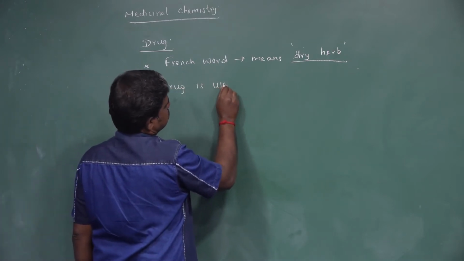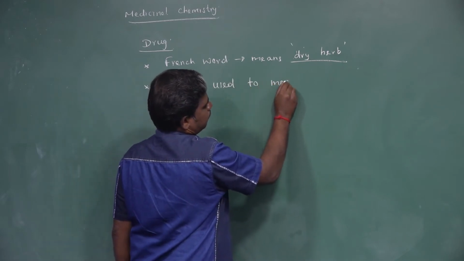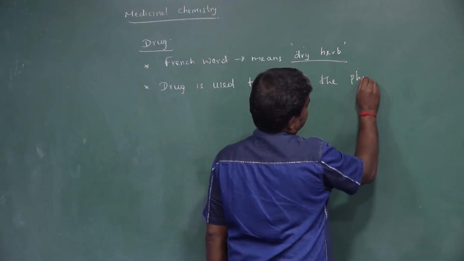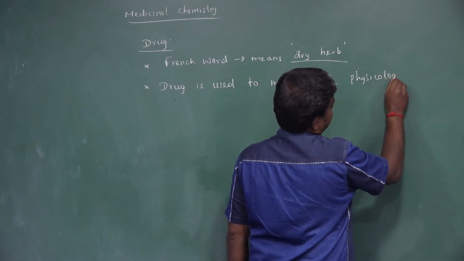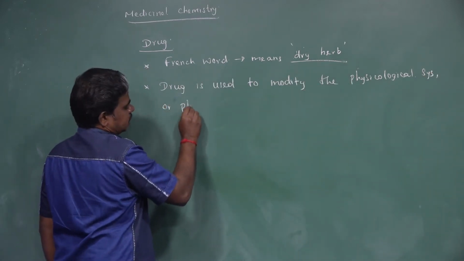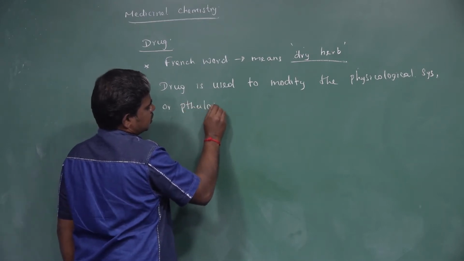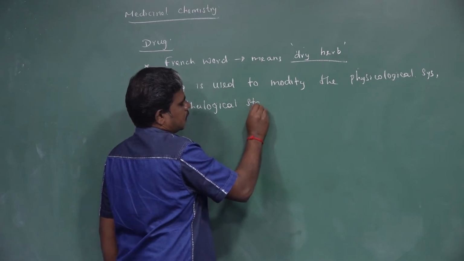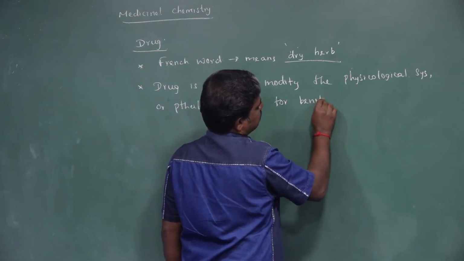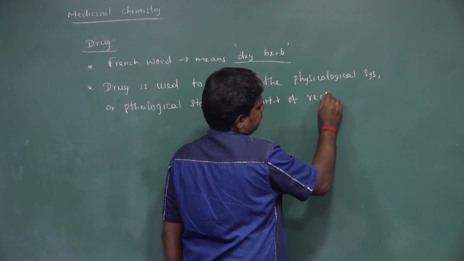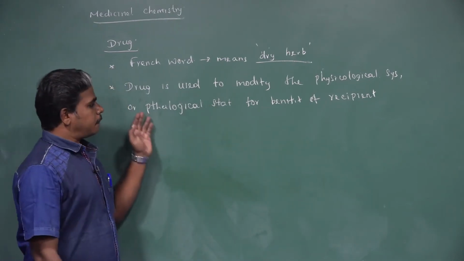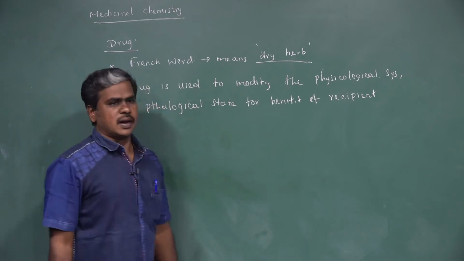Drug is used to modify the physiological system or pathological state for the benefit of a recipient. So, a drug is used to modify the physiological system or the pathological state for the benefit of a recipient.